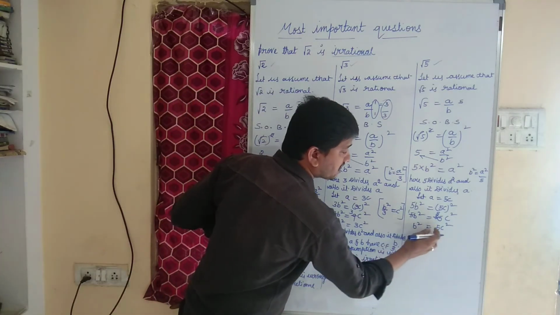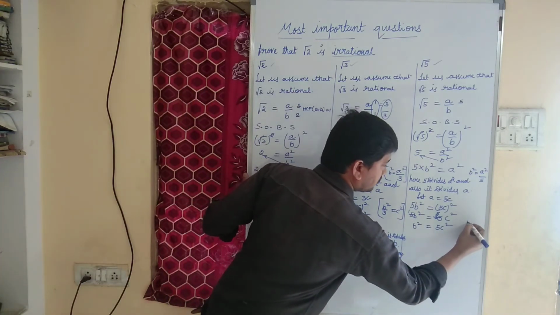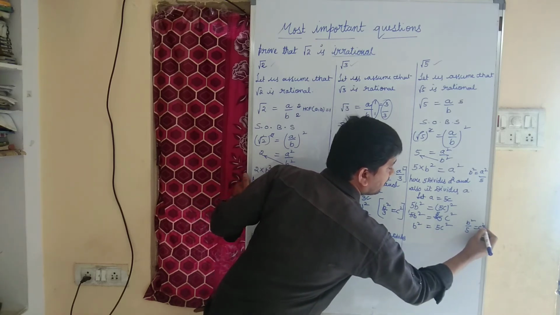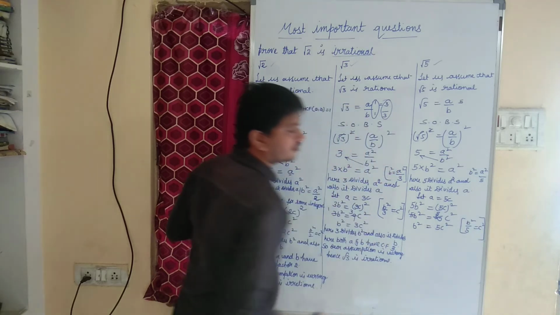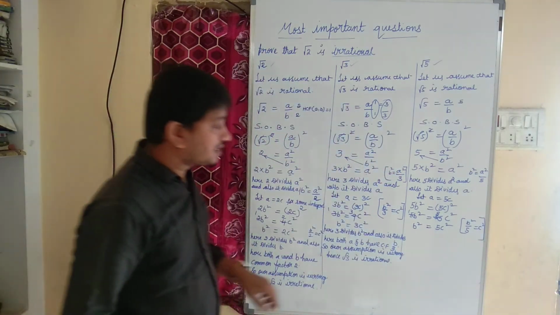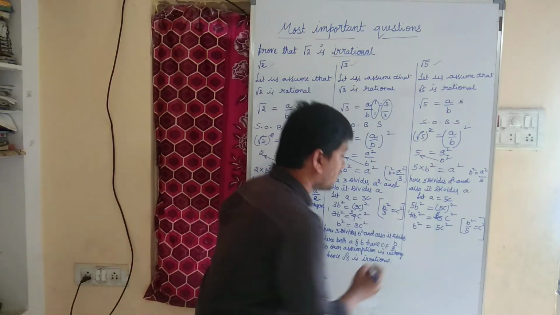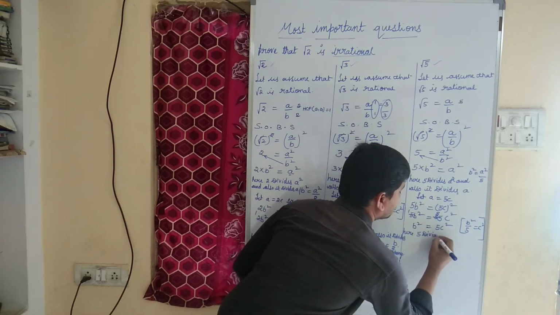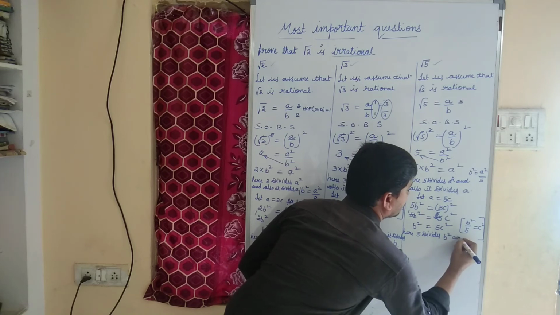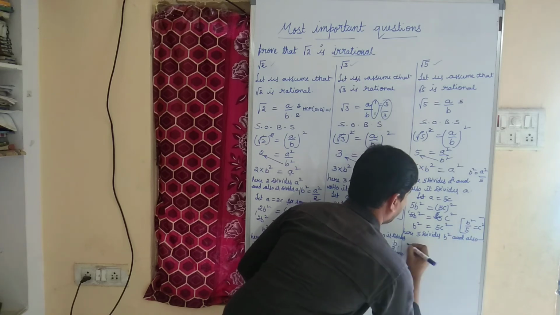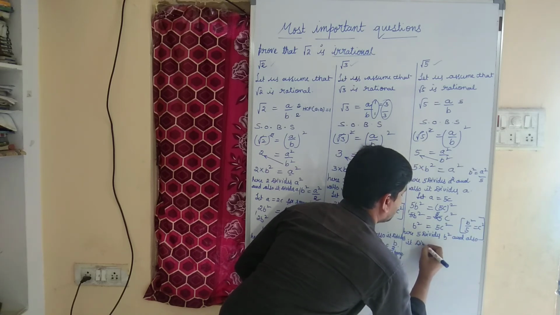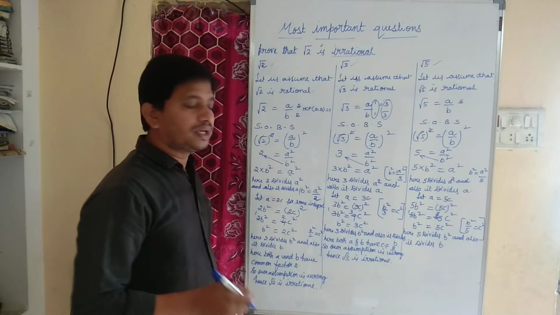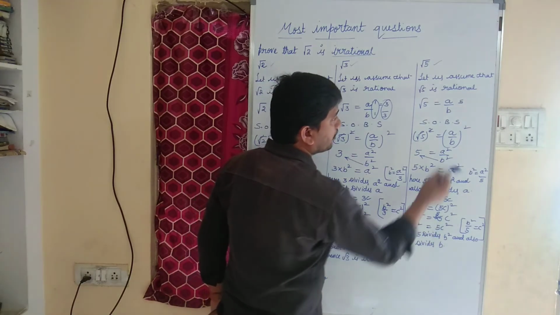What is the meaning of b squared equal to 5c squared? If you transpose 5 towards the left hand side, b squared by 5 equal to c squared. I mean 5 divides b squared. Here 5 divides b squared, and also it divides b. I mean here 5 is a factor of b.